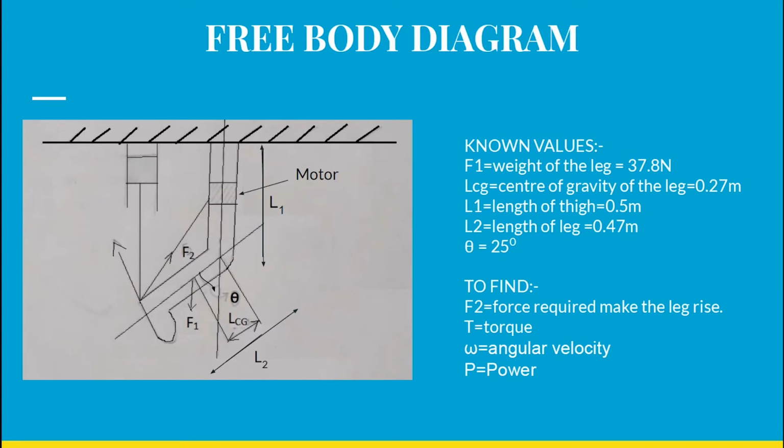Here L1 represents the length of the thigh, that is equal to 0.5 meters, followed by L2 that represents the length of the leg, that is equal to 0.47 meters. Theta is nothing but the angle that the leg moves with respect to the vertical, that is equal to 25 degrees. And F1 is the weight of the leg that is acting at the center of gravity of the leg, that is equal to 37.8 Newton. Hence we need to find F2, that is the force or the tension present in the string, and that is also the force required to make the leg rise, followed by T, that is the torque of the motor, omega of the leg, and P the power of the motor.